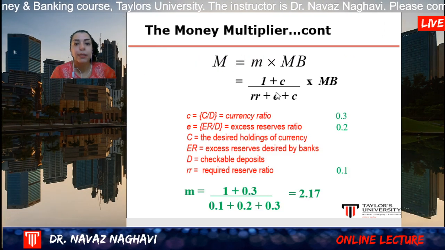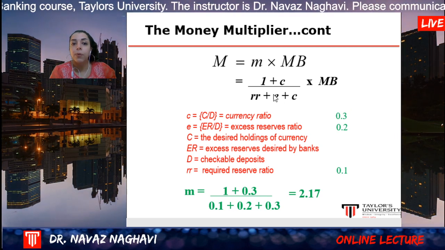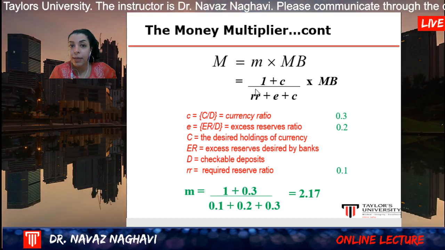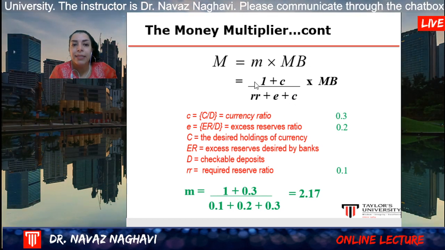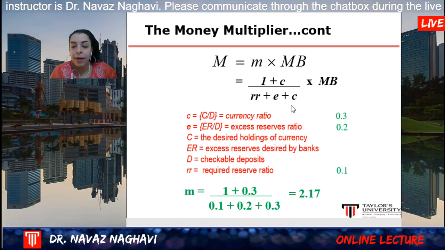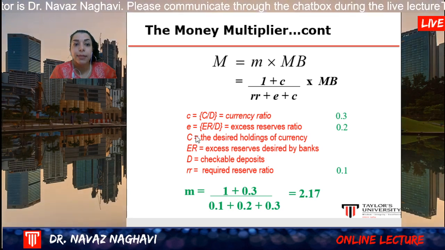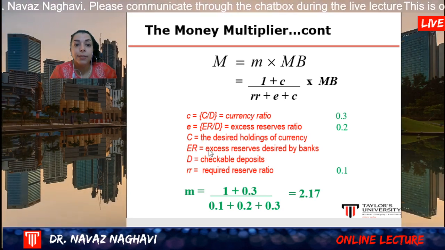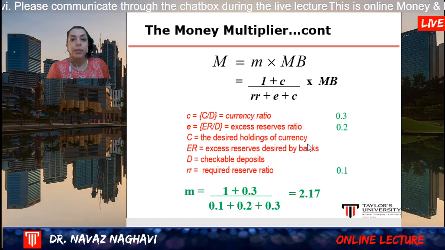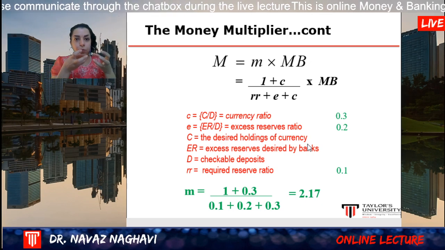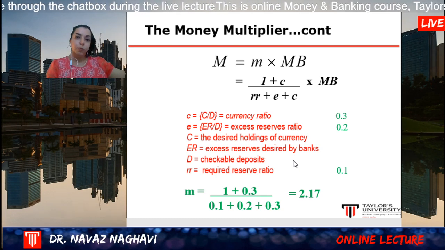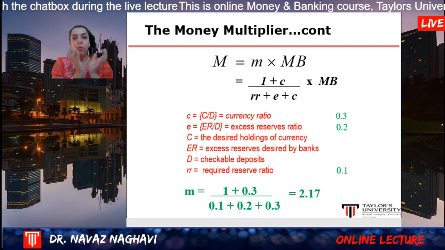You see this E in the denominator? Once it is in the denominator, increasing it means we are increasing the denominator, and it is decreasing the whole fraction. What is this E? We say the excess reserve ratio. What is this ER? It means the excess reserve desired by the bank. So after they have some amount of reserve, they put some of it as required reserve, okay, that's fine. They have to put it for the central bank. Then they have some amount of excess reserve.